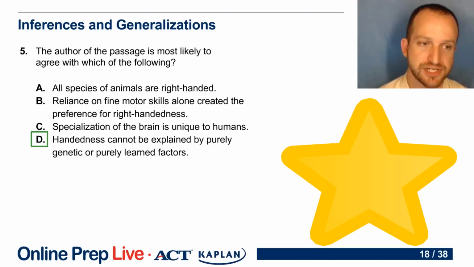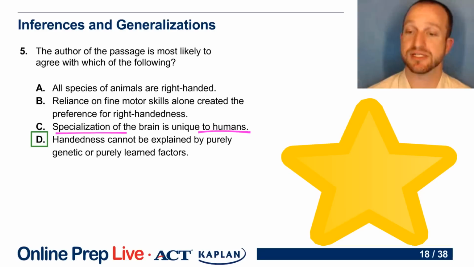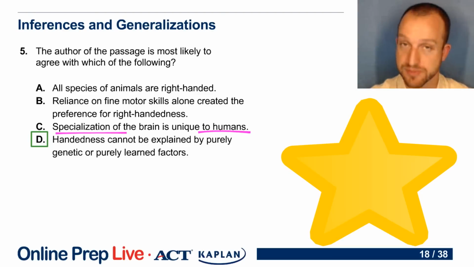Specialization is something that we noticed was unique to humans, but they never actually said that specifically. They said that humans showed the best specialization, not necessarily that it was only humans and no other possible species.